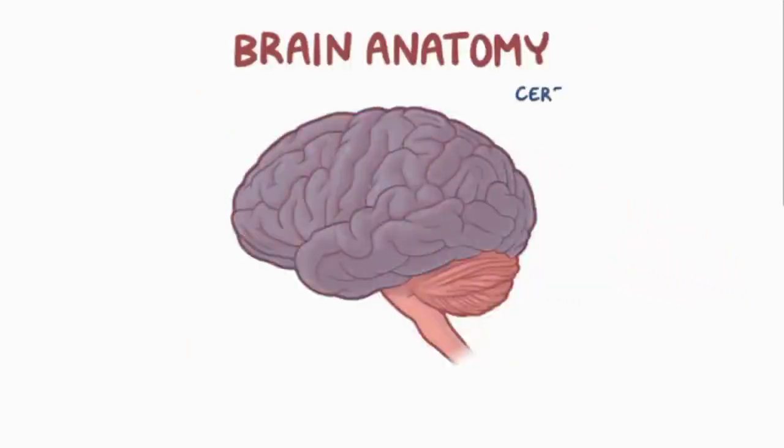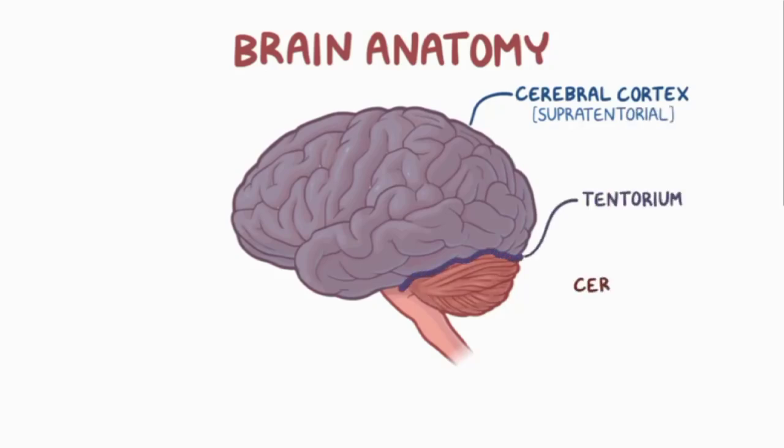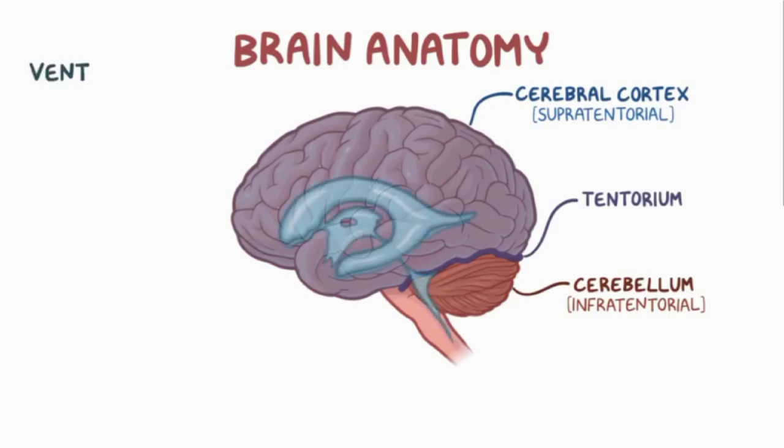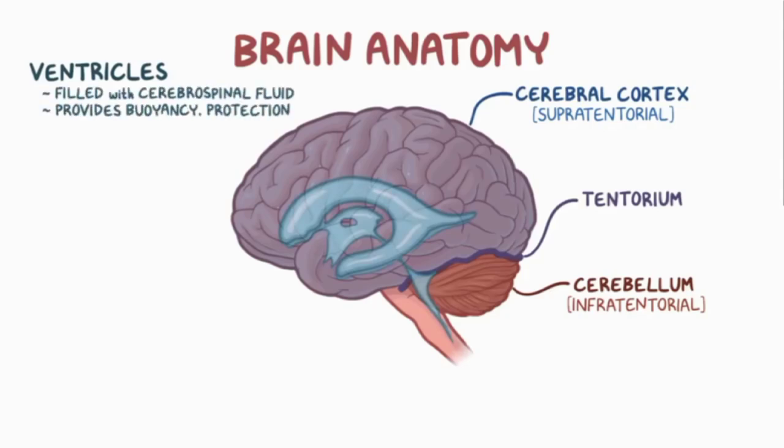First off, there's the cerebral cortex, which is the part of the brain that's supratentorial, or above the tentorium, and the cerebellum, which is infratentorial, or below the tentorium. And the brain has four interconnected cavities called ventricles, which are filled with cerebrospinal fluid, a fluid that helps provide buoyancy and protection, as well as metabolic fuel for the brain.